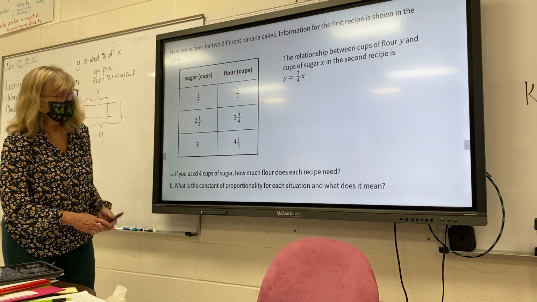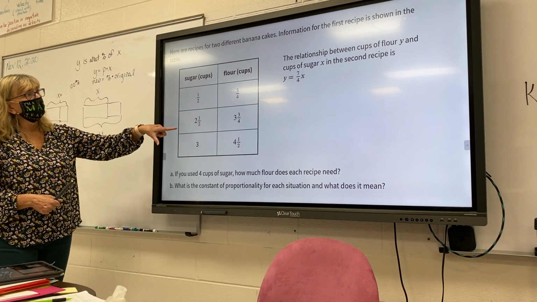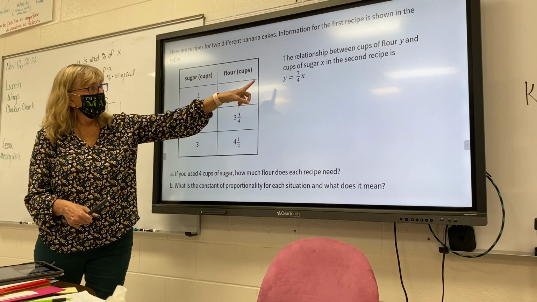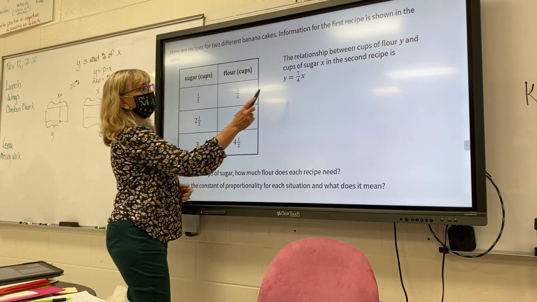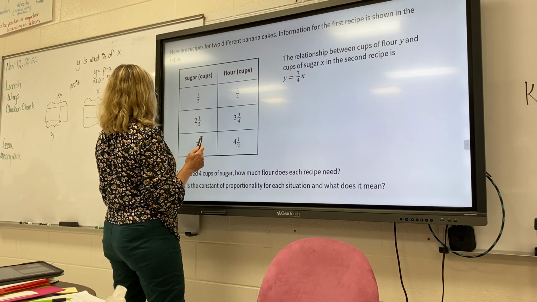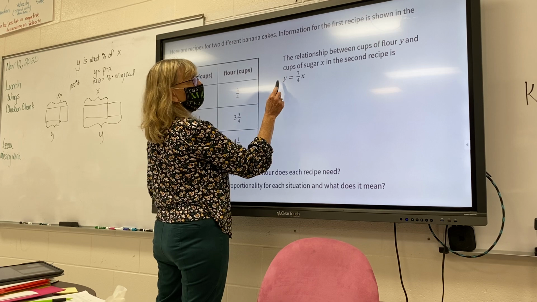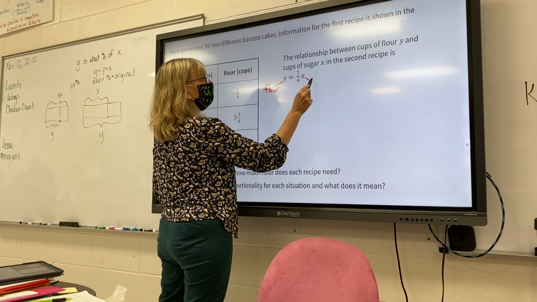I believe this is the last one. Here are recipes for 2 different banana cakes. Information for the first recipe is shown in the table. And then in the second one, we have a relationship of Y equals 7/4 X, where X is sugar and Y is flour. So Y is flour and X is sugar.